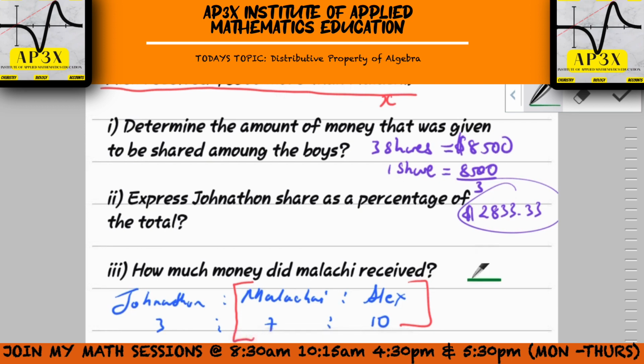No, we have not. So we skipped out step 2. Let's go ahead and do that. TP is equal to 3 plus 7 plus 10. So that's the only step that we skipped out. So that's 20 shares.